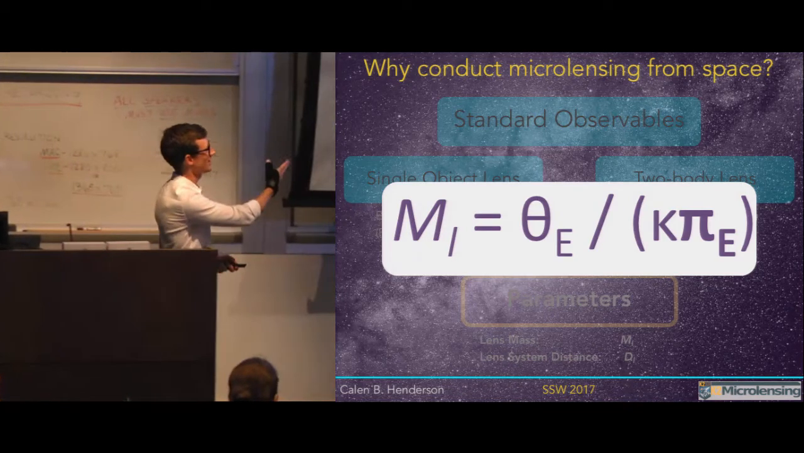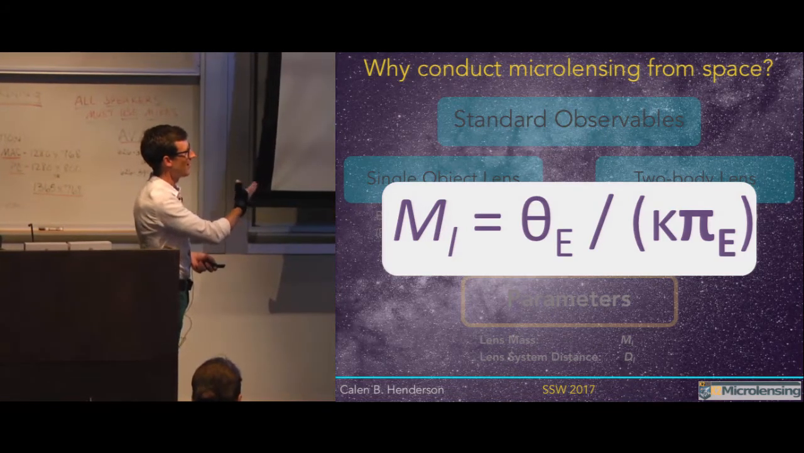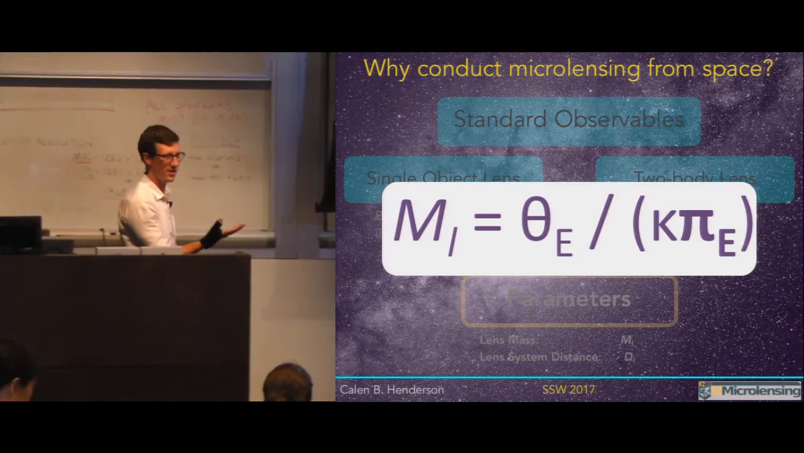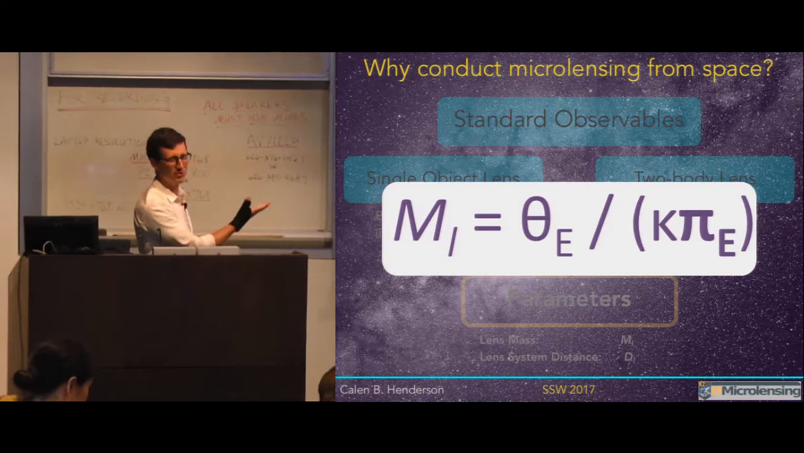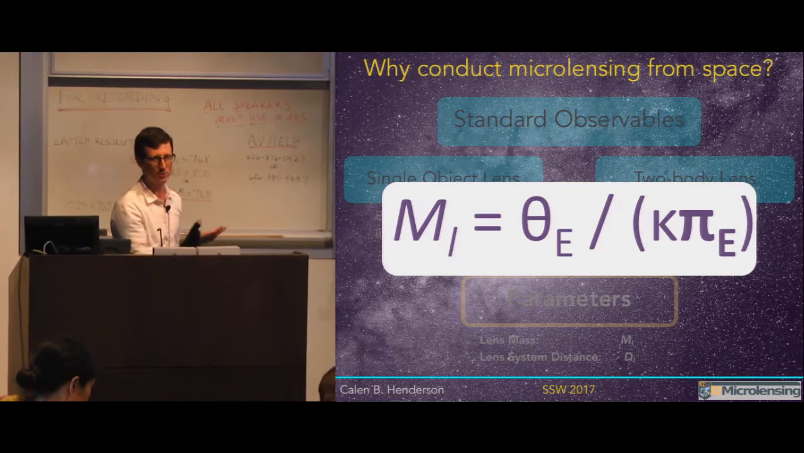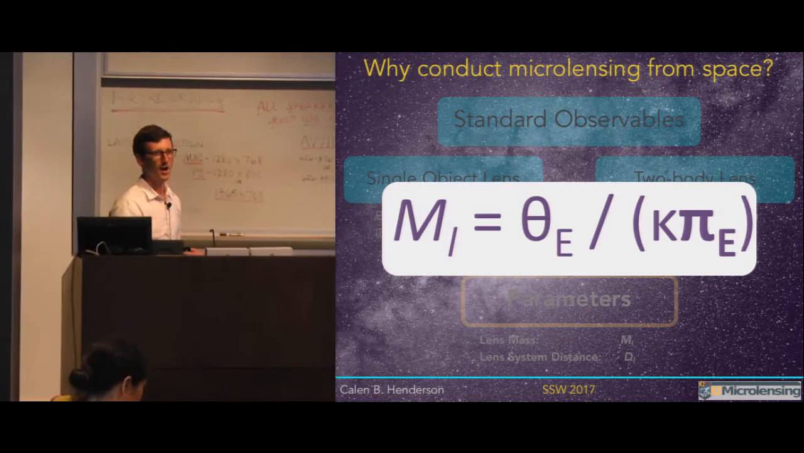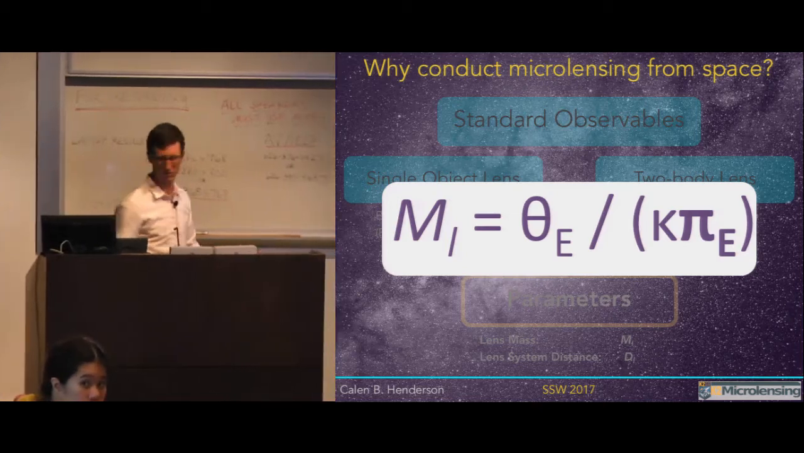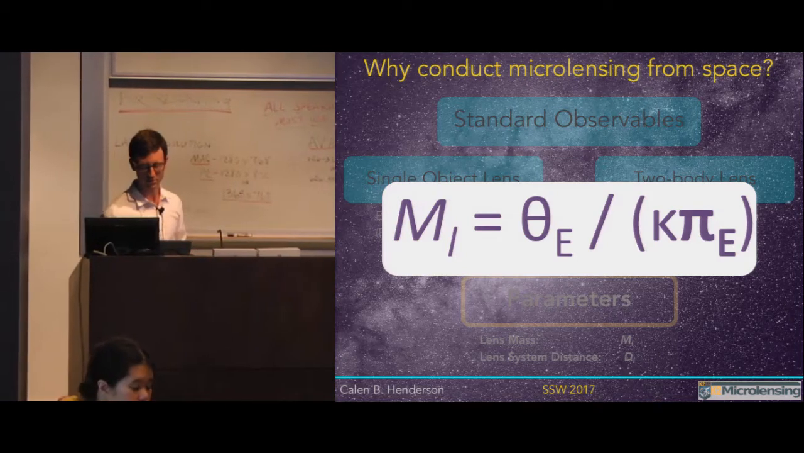So basically, if you want to get the lens mass, one way to understand it is if you measure the Einstein radius, theta_E, and kappa is just a constant, and if you measure the microlens parallax, pi_E, then you have solved for the lens mass. And assuming a source distance, you can get a lens distance. And this is how you get these parameters.